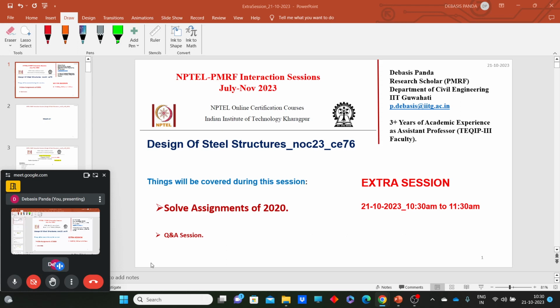So, we have successfully completed 12-week interaction sessions on design of steel structure, where we have specifically gone through the concepts of each topic regarding that particular week. Then we solved the previous year, that means 2020 assignments, along with the different numerical problems, so that the concepts and the problem solving abilities regarding that particular week will be developed.